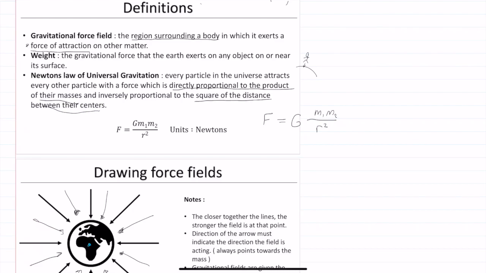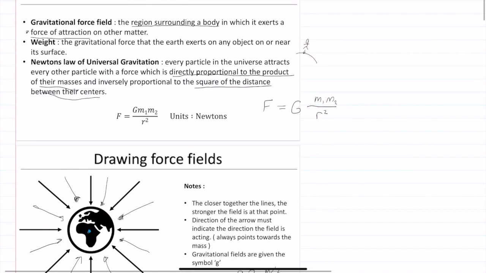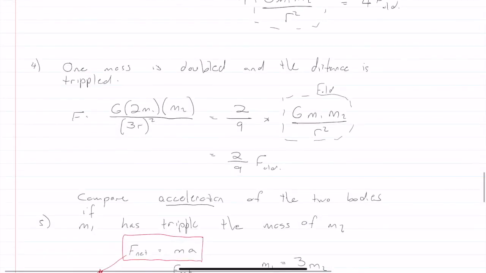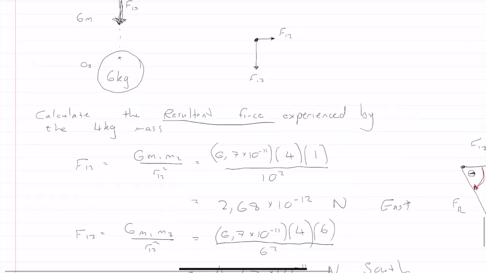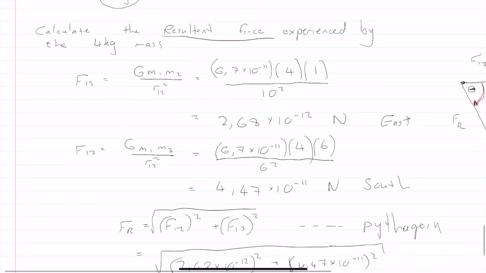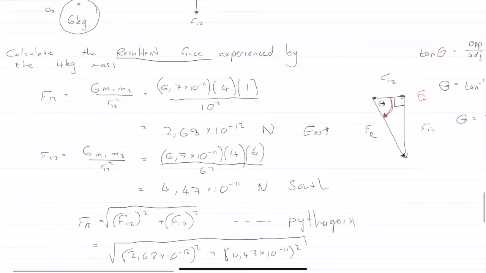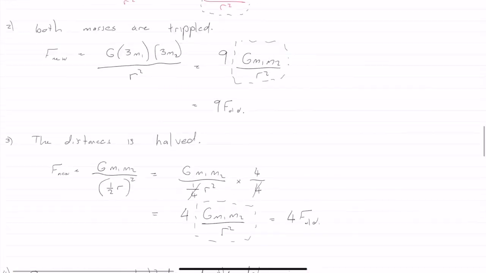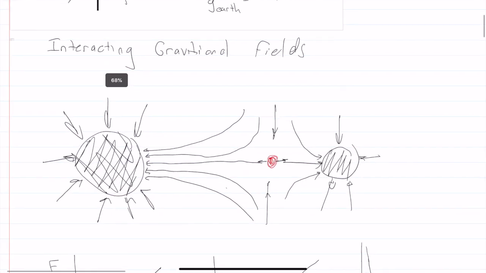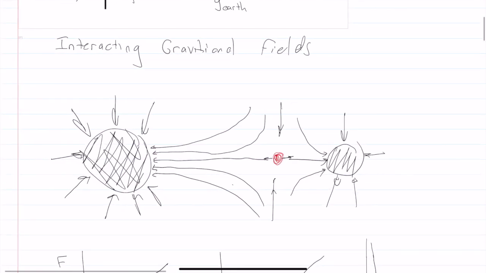What's up, guys, and welcome back to this concept video on gravitational force fields. In the previous video, we went over a few concepts and we did some examples, the last of which was this example where we had multiple masses and we wanted to calculate the resultant force. Now I am going to go back and discuss a concept that we touched on but didn't get into in a lot of detail, which is interacting gravitational fields.